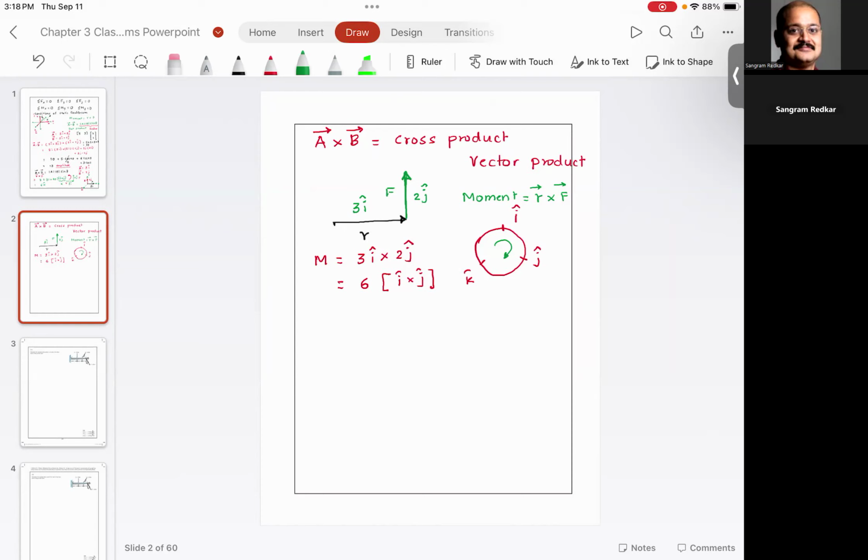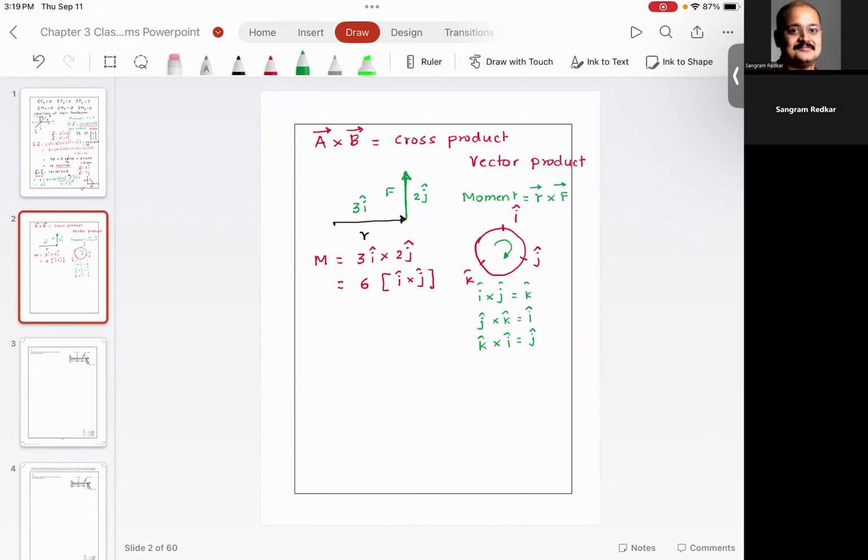Now please note, I cross J is K. J cross K is I. Can someone tell me what K cross I would be? J. As long as you are going in the clockwise direction, the cross product gives you the next vector.